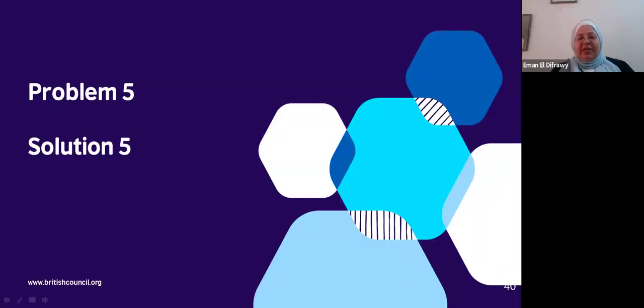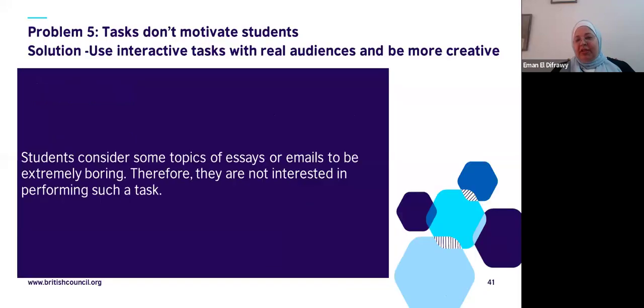Problem number 5 is students are not motivated to write. Okay. Why? Why do you think? Tell me, why are students not motivated to write? Lack of confidence. Very good. The first reason is they don't know the know-how. Okay, that's why they don't like it. But once they do, they will be motivated to write. And also, the tasks are really boring, what we ask them to do.